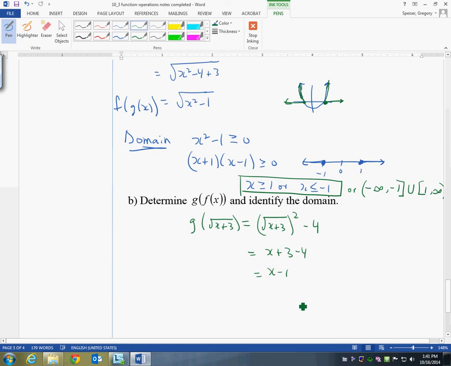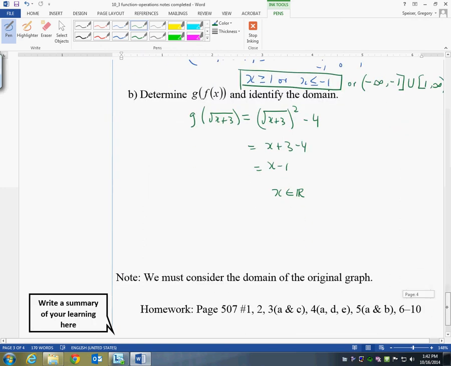And to identify the domain, there's no situation that I'm dividing by 0 or doing a square root of a negative value. So it's going to be all real numbers. Okay. And it says here, note we must consider the domain of the original graph. So when you consider the domain of the original graph now, so you got g of f of x, we're going to question whether this is not true.